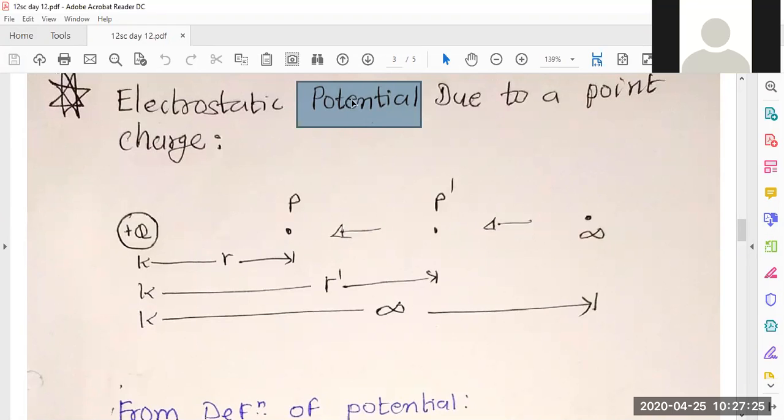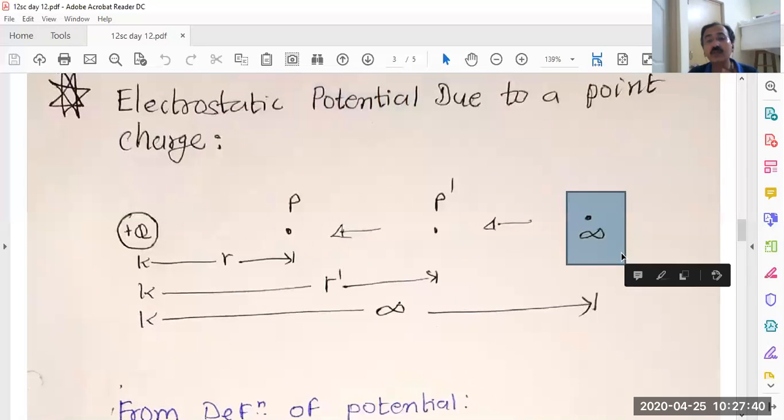I have highlighted potential only. Is it potential energy or potential? It is only potential, potential charge. So in potential, which charge do we have to bring? We have to bring unit positive charge. Unit positive charge.